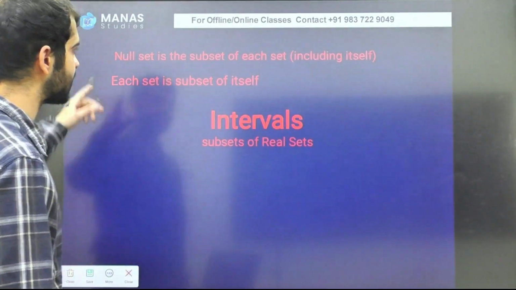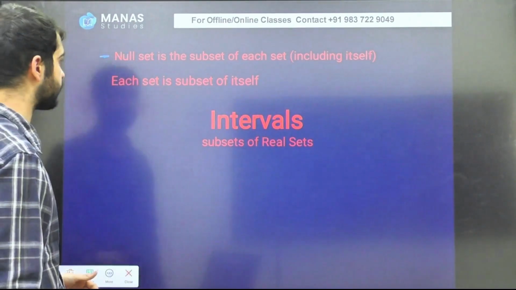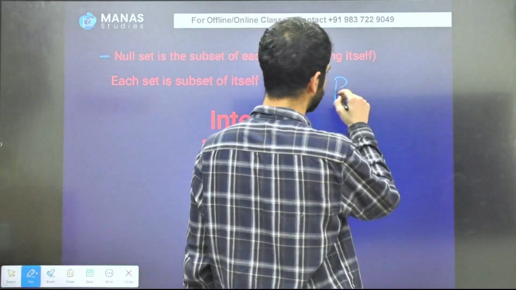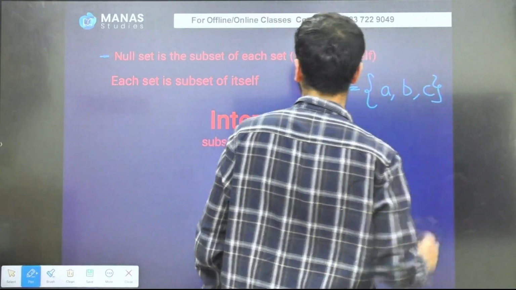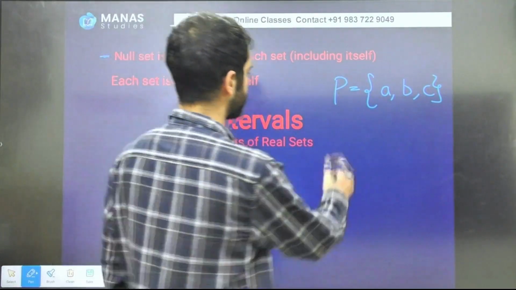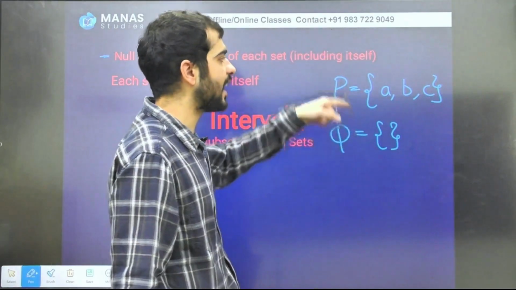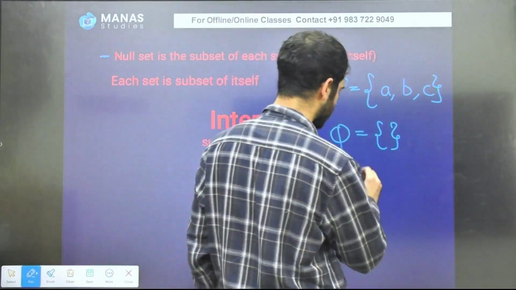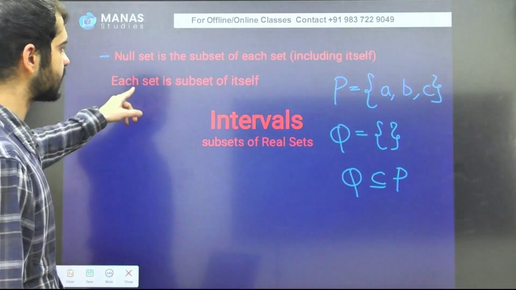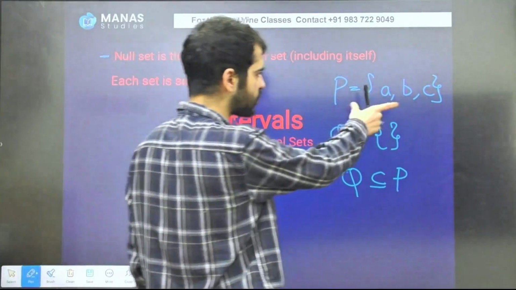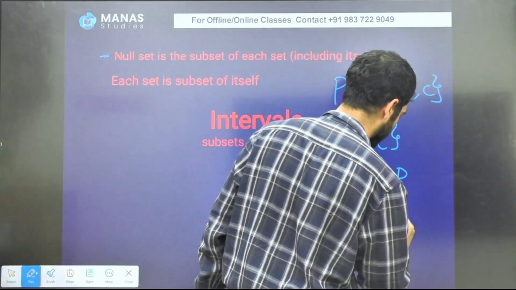Let's have a look. The null set is a subset of each set. This is the observation which we made in the previous slide, because if I take any set, let's say P, it contains three elements a, b and c. Now we can say that the null set is a subset of this set. If I say Q is a null set, then all the elements in Q are present in P. That is the reason why we can write Q is a subset of the set P. Each set is a subset of itself because all the elements of P are also present in P. So we can say that P is a subset of P.